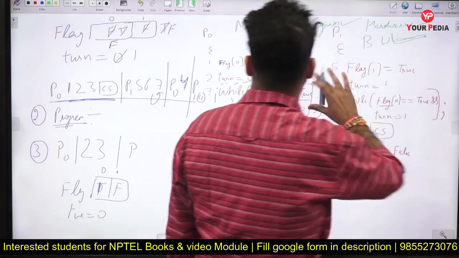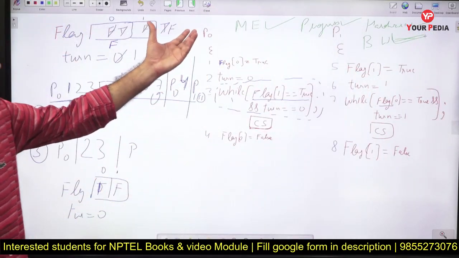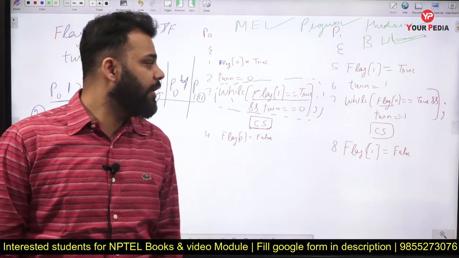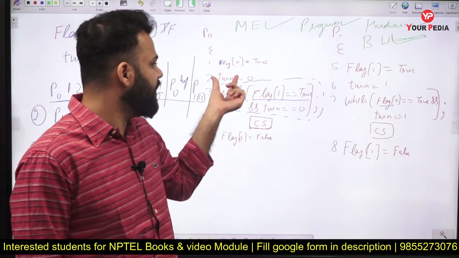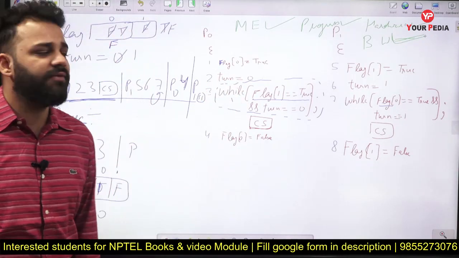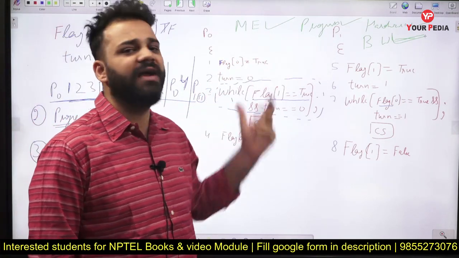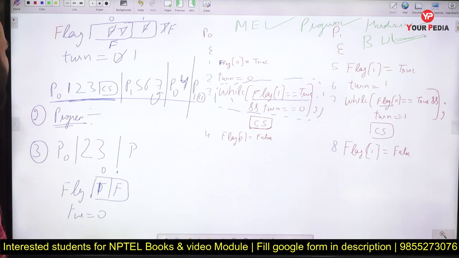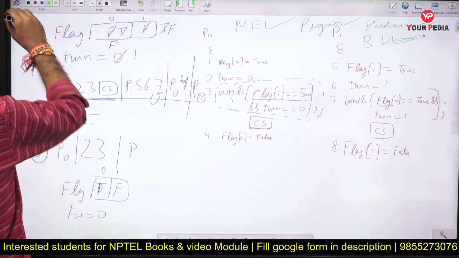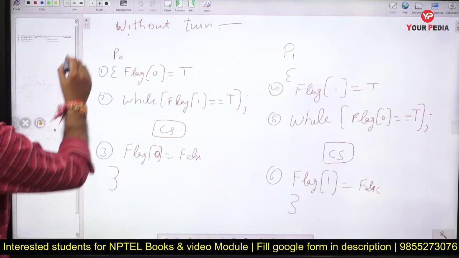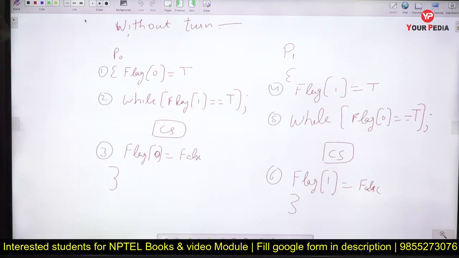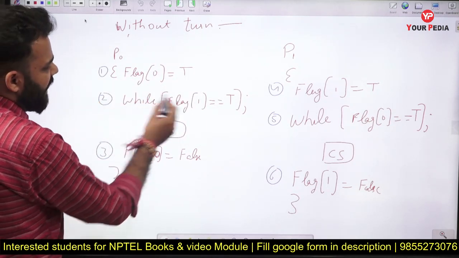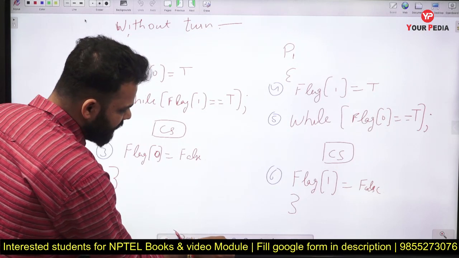Now this is Peterson's algorithm. It satisfies all the four conditions. Now what the question is saying is, if we don't use the turn variable and use only the flag variable, then what condition will be violated? So let's see. If we remove the turn variable, our code will look like this. There is only the flag variable here, and the while condition is only checking the flag variable.